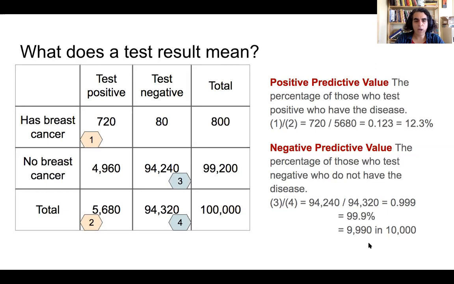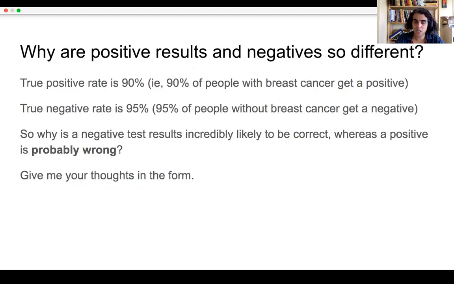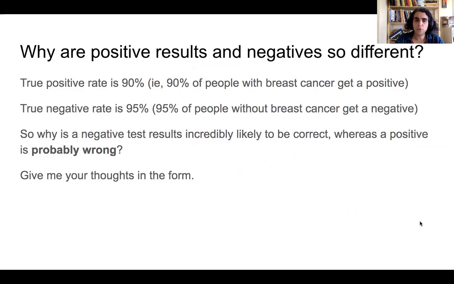It is perhaps surprising that the positive predictive value and the negative predictive value are so different. Why is that? I mean, remember, the true positive rate is 90%. The true negative rate is 95%. So those are pretty similar. Given that, why is a negative test result almost always correct, where a positive test result is probably wrong? Think about this for a little bit and give me whatever thoughts you've got in the forum.